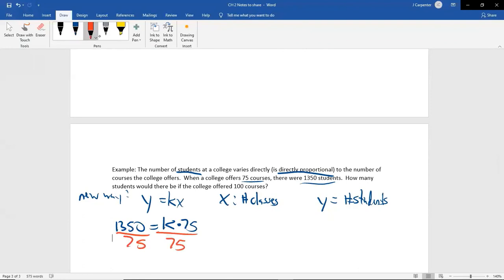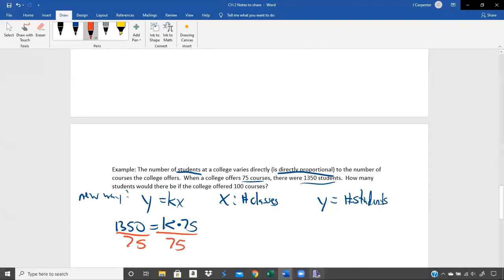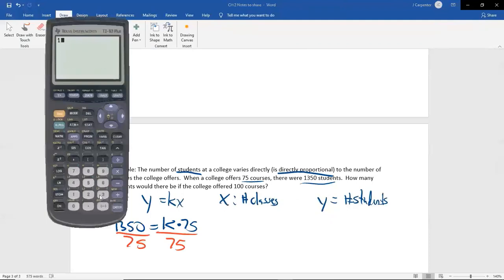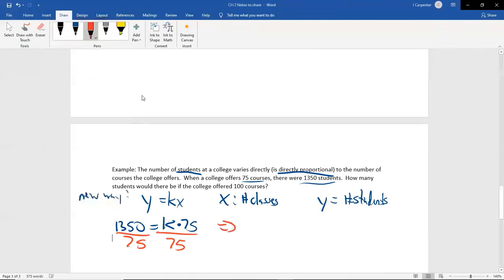And if you do 1,350 divided by 75, I can pull out my calculator. I was just going to say the answer, but here it is, 18. So that says that 18 is equal to K. Again, what that really says is, let me do this wrong first. Let me do this wrong and just see if it makes sense that it's wrong. So again, I'm pulling out the red for wrong for a minute. So for every one student, there's 18 classes, question mark.